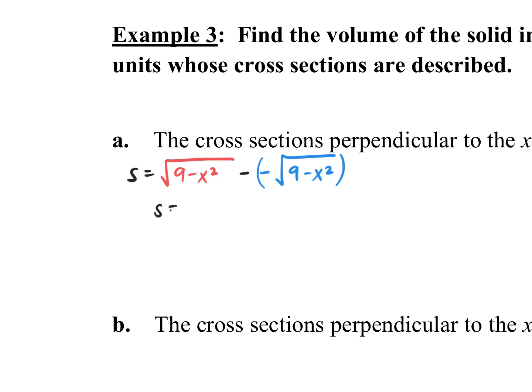Because now, what is my side length actually? Can I combine these? Yes. Just make this 2 times the square root of 9 minus x squared. So that's my side length of my square, which means my area of a square is this side length squared. So I'm going to have 2 square root of 9 minus x squared, squared.